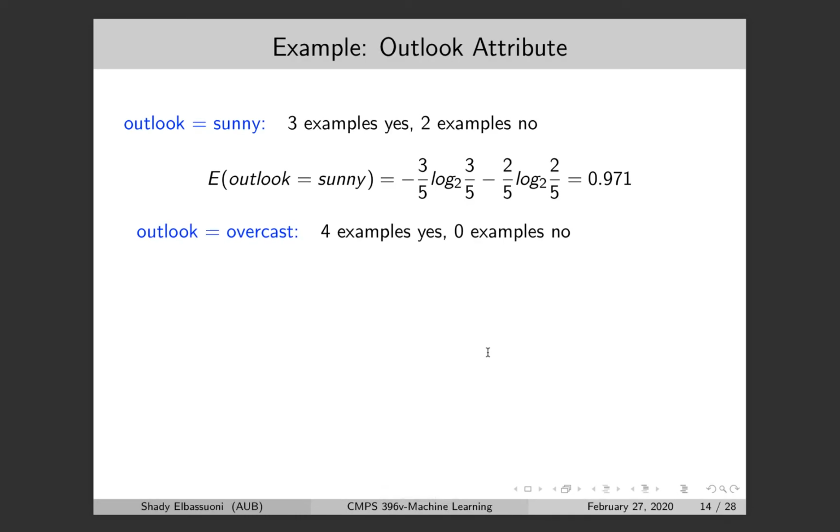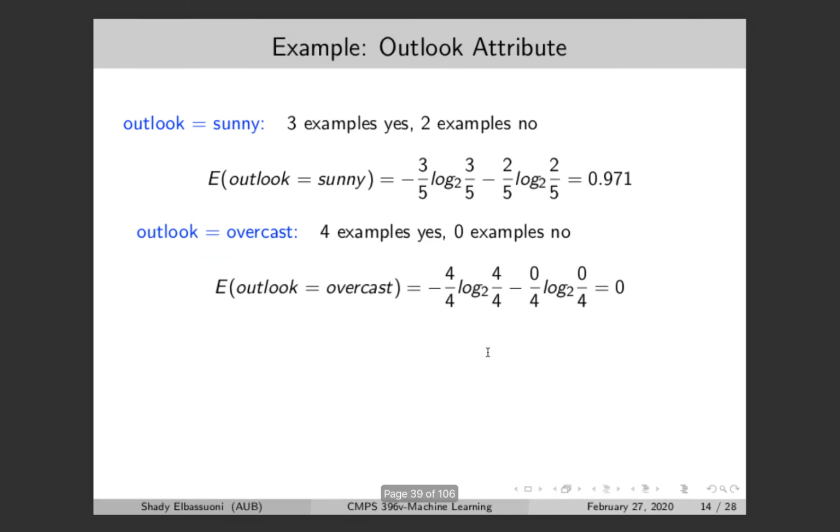Outlook equal overcast. We have 4 examples yes, 0 examples no. So what would the entropy be? Exactly, minus 4 over 4 log 4 over 4, and minus 0 over 4 log 0 over 4. We assume 0 log 0 is 0, and log 1, of course, is 0. Here, the impurity or the entropy is 0. Note that this is a very pure split because we have all the examples belonging to one class.